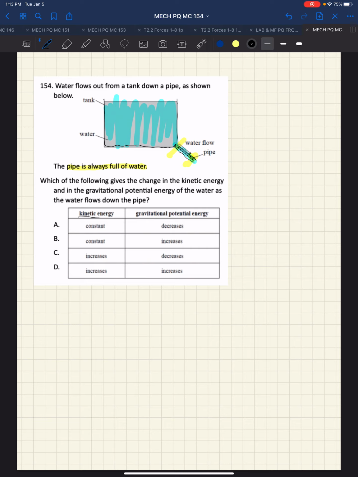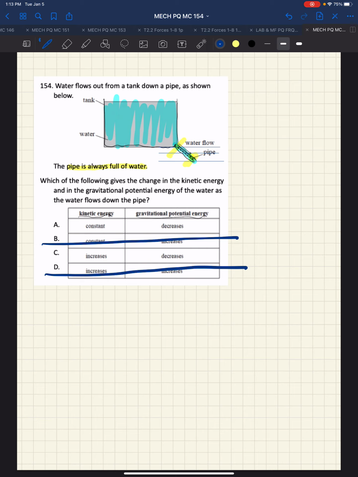Now, we're asked about the kinetic energy and the gravitational potential energy. And what we can definitely see will happen, there could be no doubt about the fact that the height is changing, delta z. So the gravitational potential energy must decrease. So that means any place where it increases must be taken out. So we're at 50-50 right away. And then when we look at the choices, the kinetic energy either remains constant or it increases.